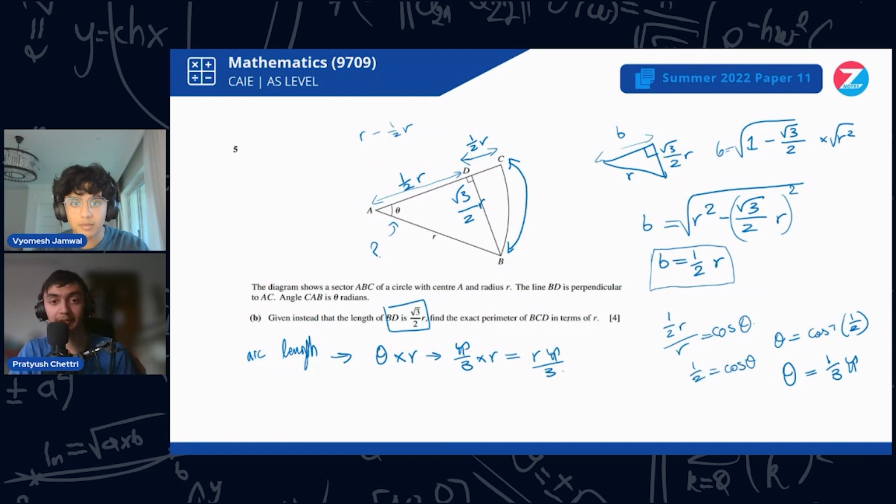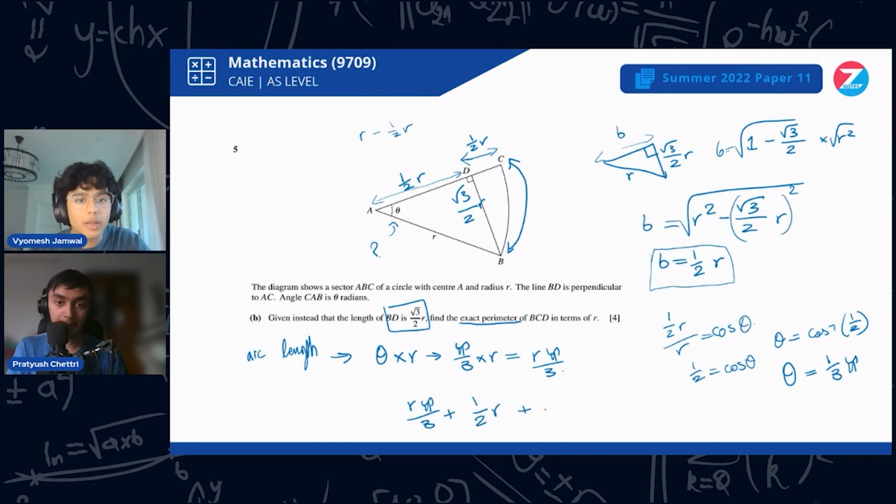Okay, so now we have all three sides. Now we just need to add them to get the perimeter. Woohoo. Oh, okay. Wait, my bad. I thought that was the final answer. Again, I did not read the question properly. So it's just going to be r pi upon 3 plus 1 upon 2 r.